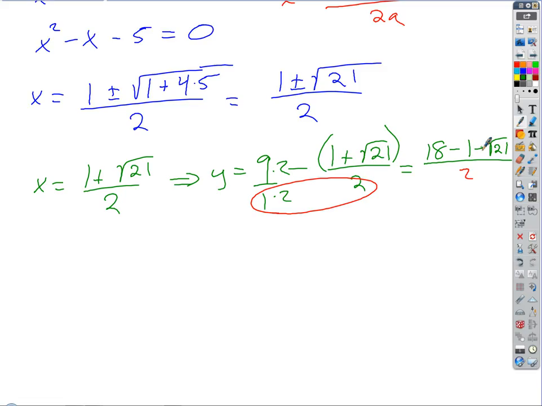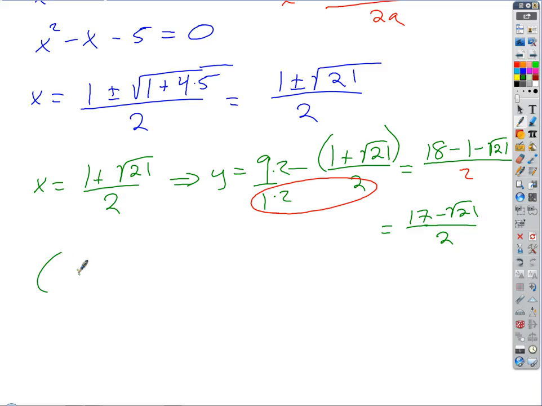Right? Okay? So then what do I end up with? What's that simplified to? 18 minus 1 is 17. So we get 17 halves minus square root of 21 over 2. Or I could just say 17 minus square root of 21 over 2. Let's just do that. We can keep our common denominator, that's fine. 17 minus square root of 21 over 2, right? So my ordered pair looks kind of ugly, but it's the answer. It's an exact answer, too.